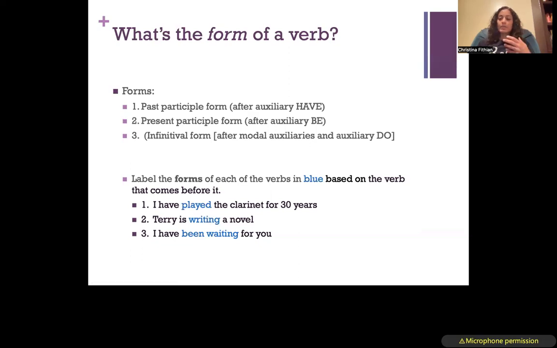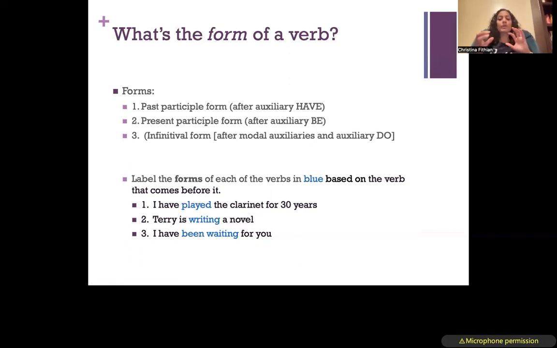Now, I may be keen to note that this kind of looks like past tense. Okay. Well, maybe it's a past participle. Well, I need to check to make sure. And I check by looking to see if I have auxiliary have before it. And sure enough, I do.